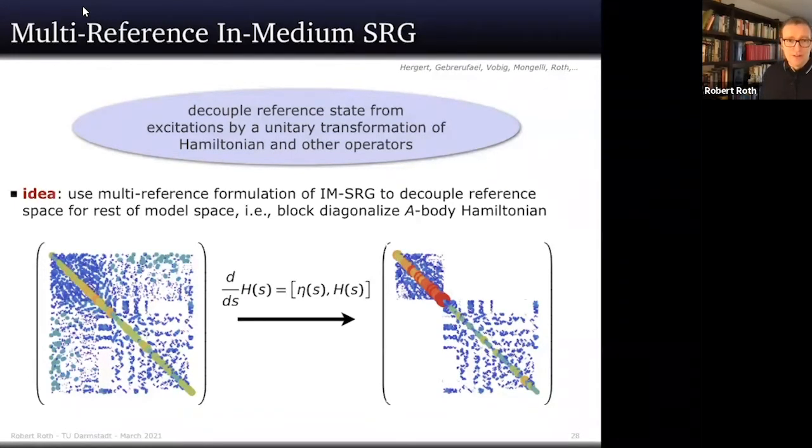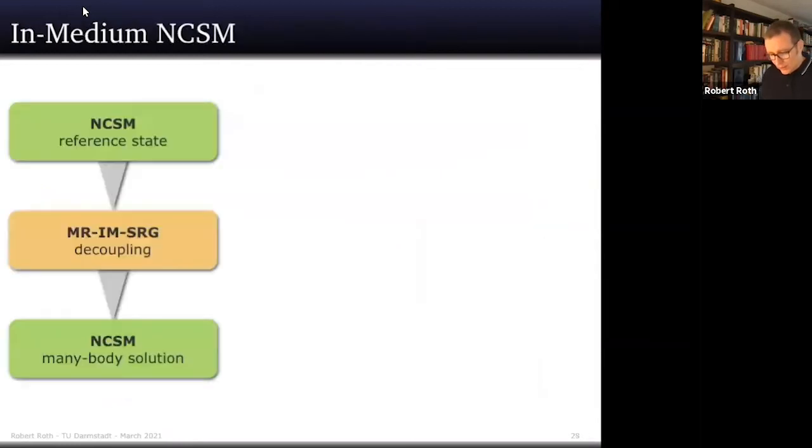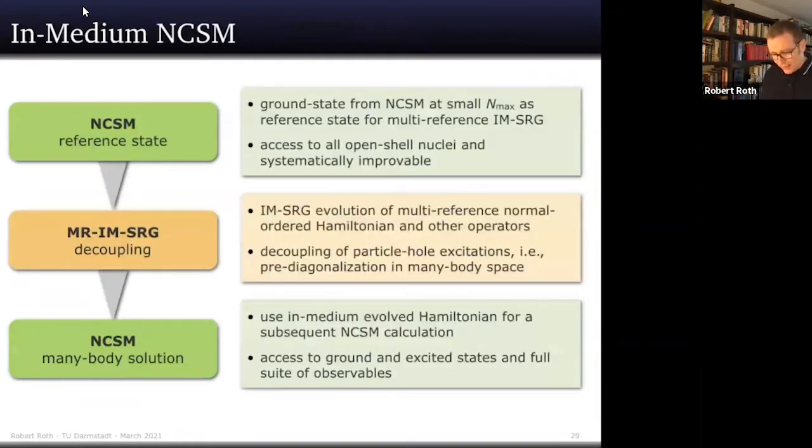So therefore, it's such a nice and efficient combination. Use the in-medium SRG to pre-diagonalize or block-diagonalize your Hamiltonian, and then use the no-core model in a second step. And this is what I've listed here. That's the flow chart of the calculation, how it goes.